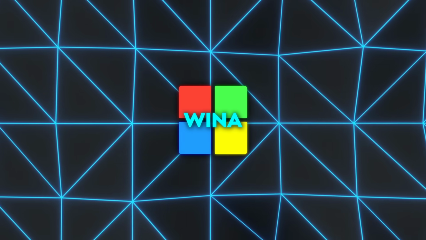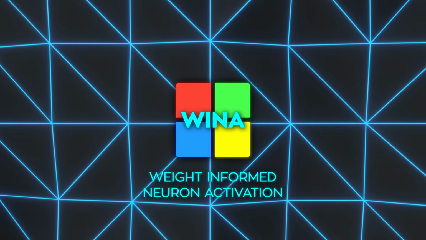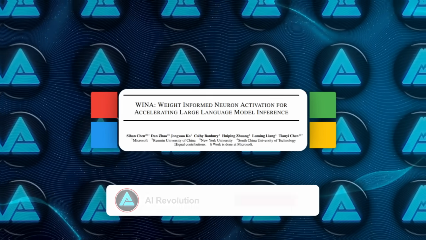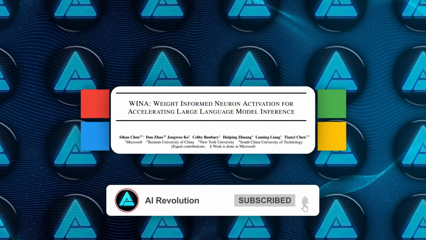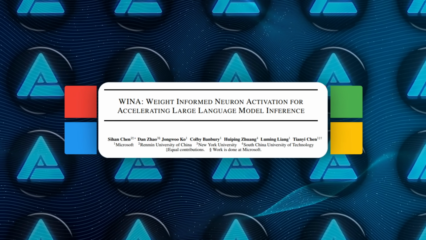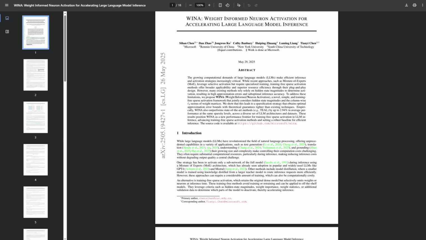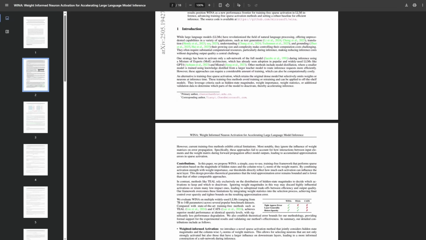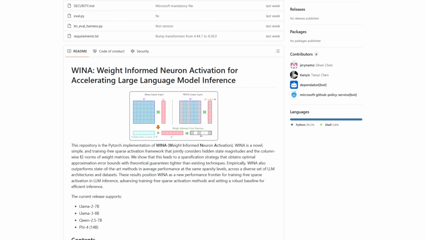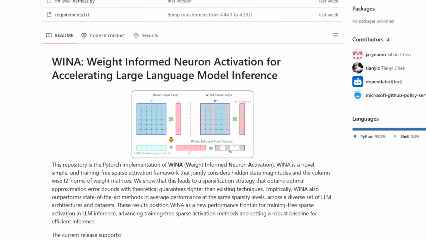Enter WINA, which stands for Weight-Informed Neuron Activation. It comes from a joint crew at Microsoft, Renmin University in China, New York University, and South China University of Technology. They released the full academic paper on May 29th, 2025, and a shorter news-style write-up 2 days later.